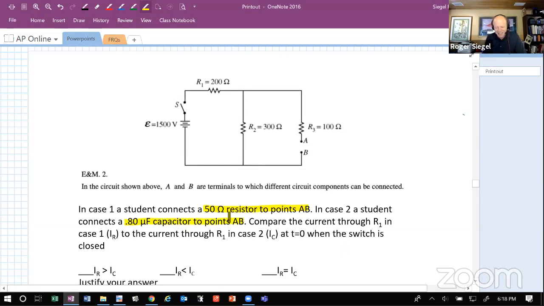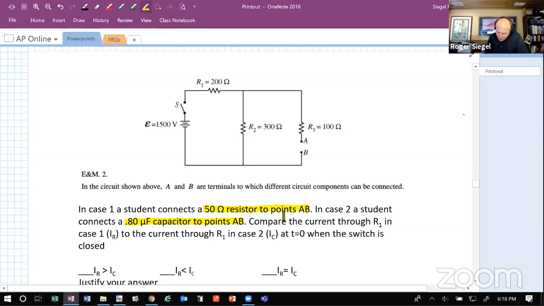an 80 ohm resistor to points A and B. I'm sorry, did I say an 80 ohm resistor? My goodness. Let me take that back. An 0.8 microfarad capacitor. It helps if you read it. Okay, so it says compare the current through R1 in case 1 to the current through R1 in case 2 at t equals 0 when the switch is closed.